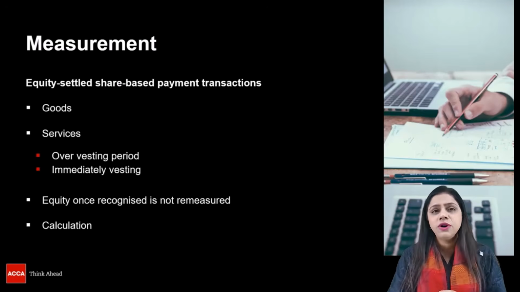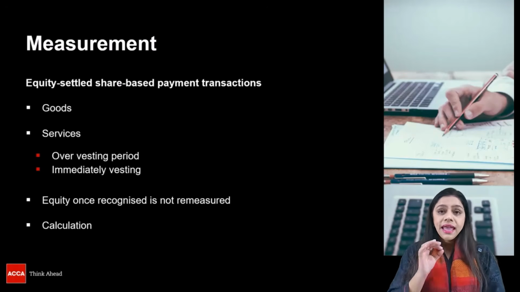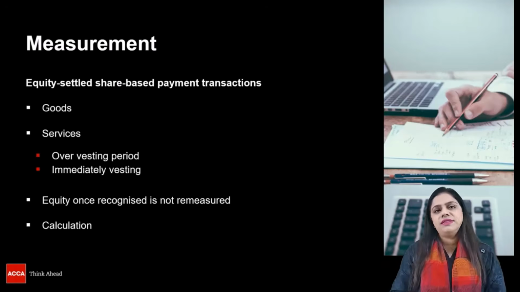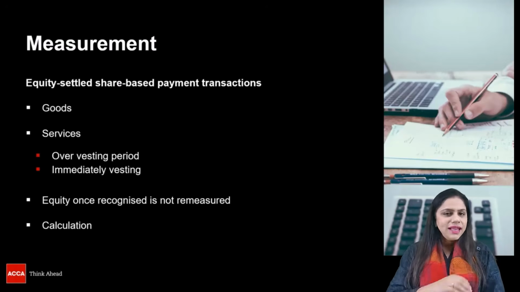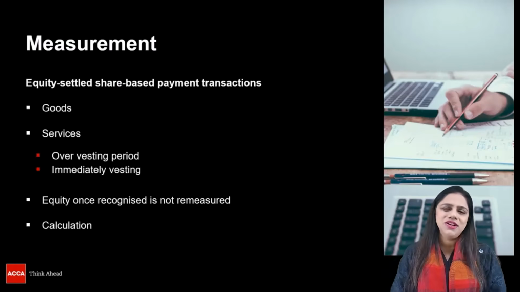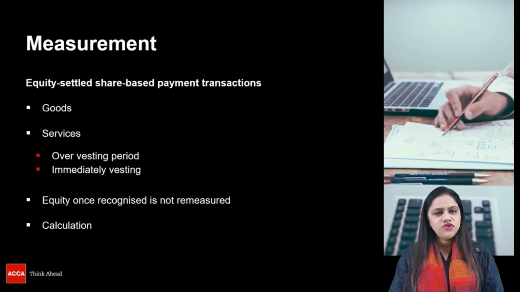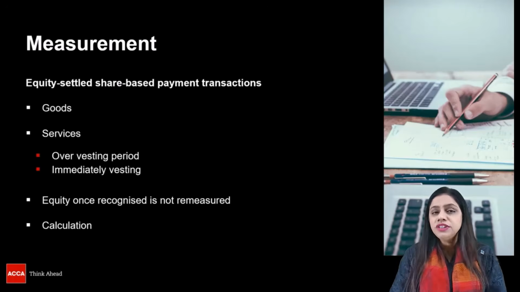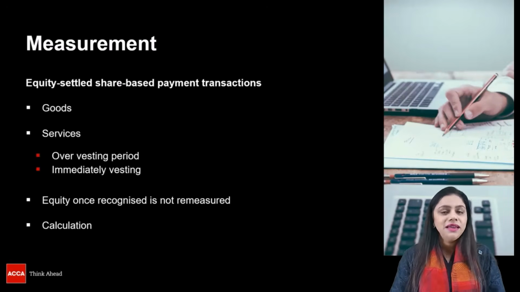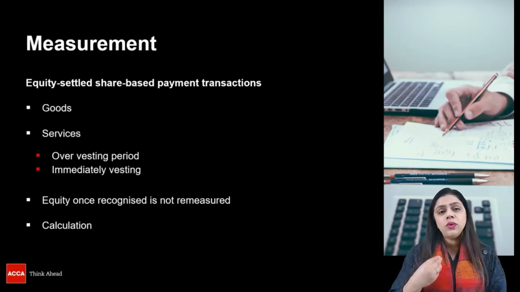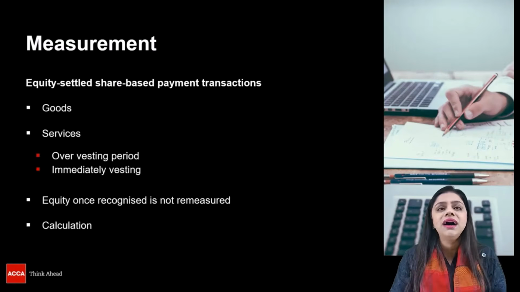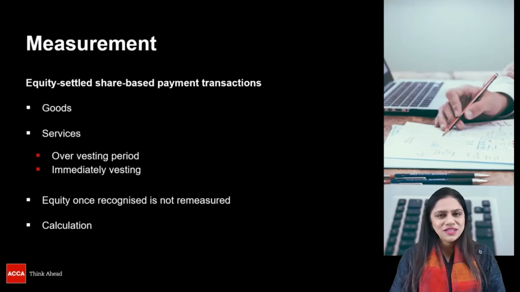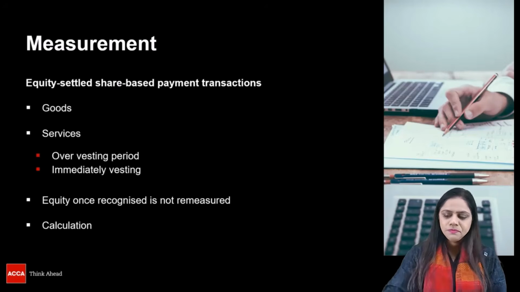Here, first of all, in measurement, we are talking about equity settled share-based payment transactions. And one rule that is fixed across financial accounting is that equity once recognized is not remeasured. So over here, when we talk about the issuance of equity instruments, we take their fair value at the grant date. Grant date is the date at which the equity instruments are issued or the relevant commitment is made.